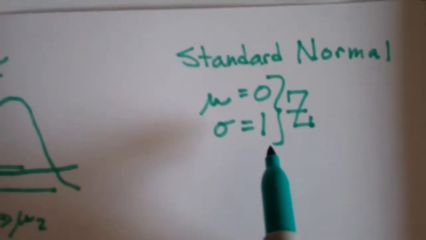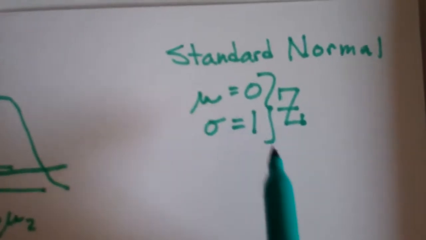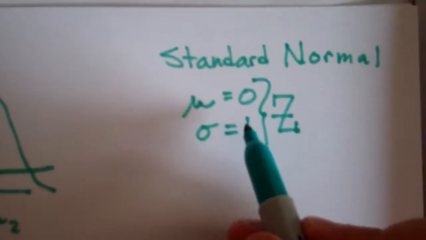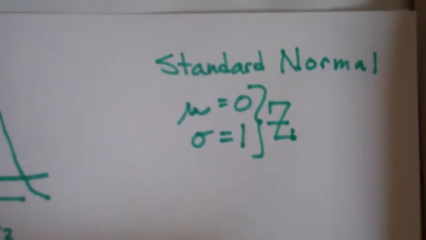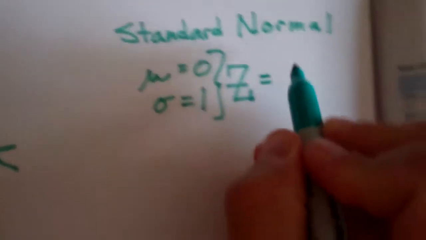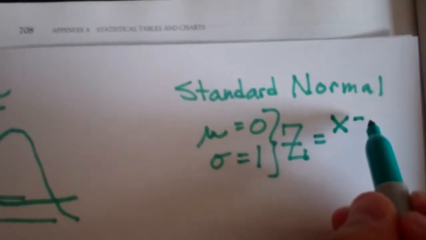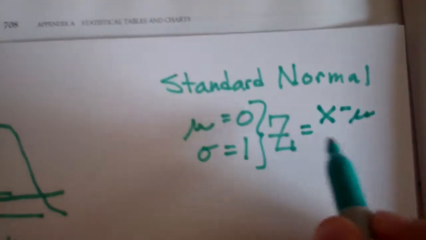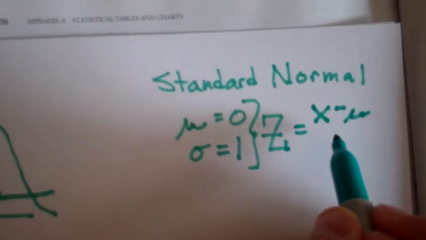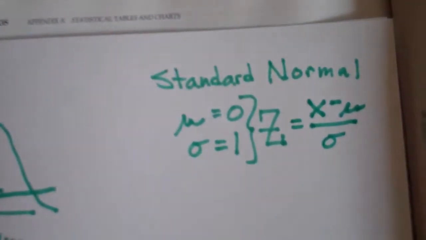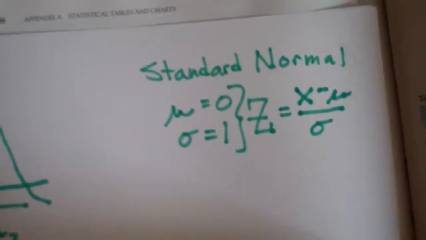Now this is very useful if we happen to have these values, but we'll almost never find them in practice. We'll find other values for our mean and our standard deviation. And so what we do is a transformation to take whatever random variable we have, as long as it's normally distributed, and convert it into a standard normal by taking that random variable x minus the mean value, divided by the standard deviation.